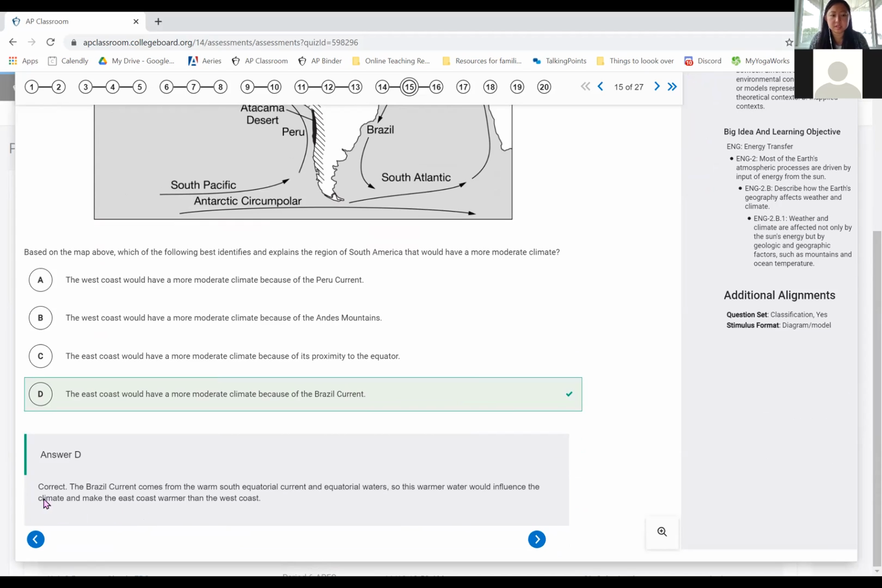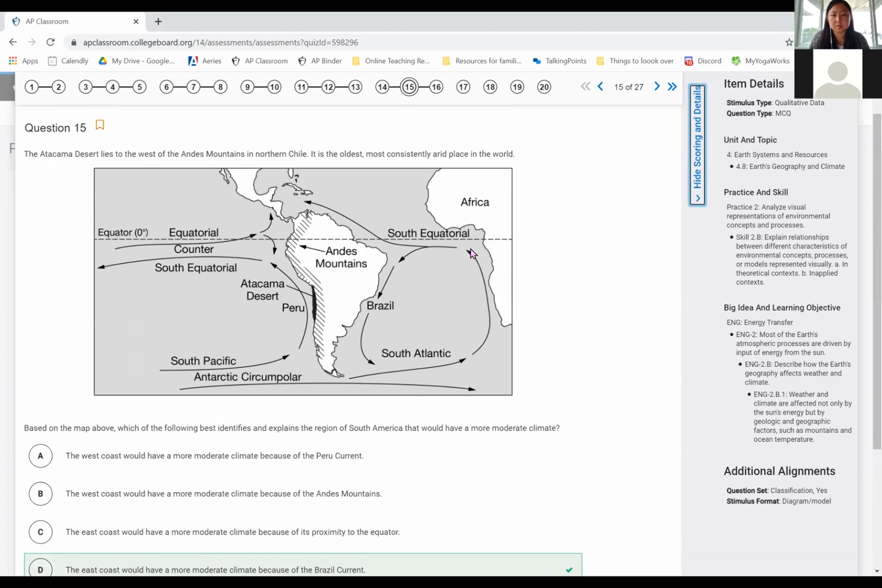So their explanation is that the Brazil current comes from the warm south equatorial current and equatorial waters. So this warmer water would influence the climate and make the East Coast warmer than the West Coast. It's just saying that because the water rotates this way, it's heating up the coast.